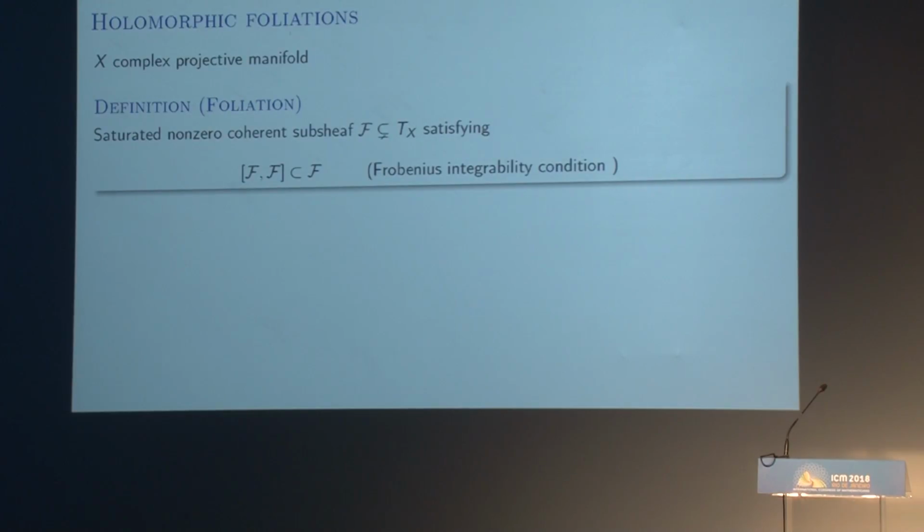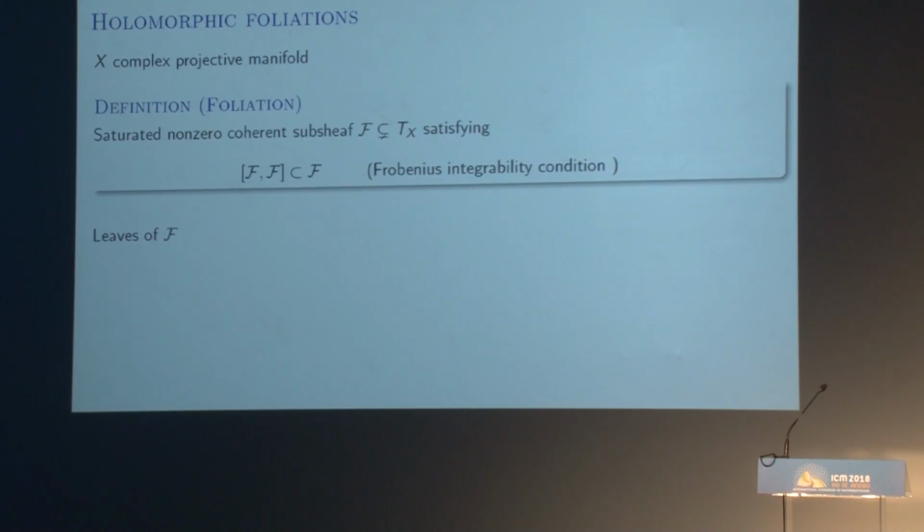This condition guarantees that if you take a general point of X, then you can find an analytic submanifold of X whose tangent bundle is precisely the restriction of F. If you take these analytic submanifolds to be maximal when connected, then what you get is what we call a leaf of the foliation. So these are the leaves.